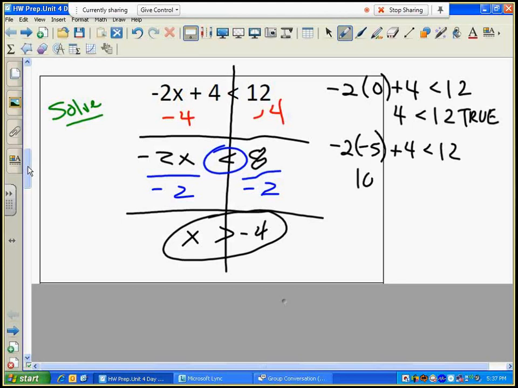Let's see, that's positive 10 plus 4. That ends up being 14 is less than 12. Well, that is a false statement. What that's telling us is that negative 5 is not a part of the solution set. So by flipping that inequality, we help maintain the truthfulness of that original inequality.